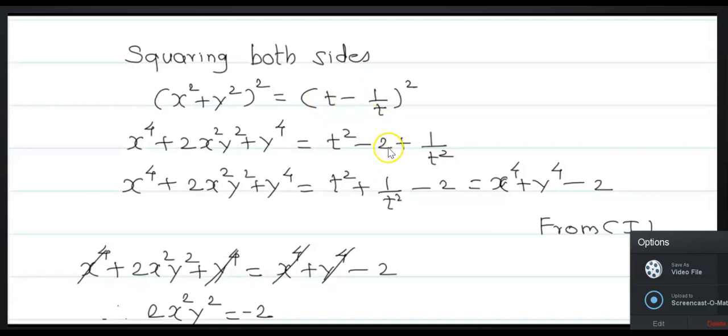This t and t get cancelled, you will get minus 2 plus 1 upon t square. Therefore x raised to 4 plus 2x square y square plus y raised to 4 is t square plus 1 upon t square minus 2. What is the value of t square plus 1 upon t square? t square plus 1 upon t square is nothing but x raised to 4 plus y raised to 4 minus 2.